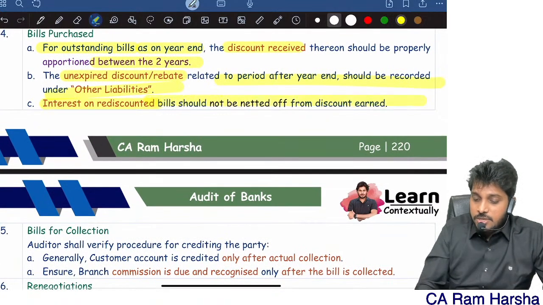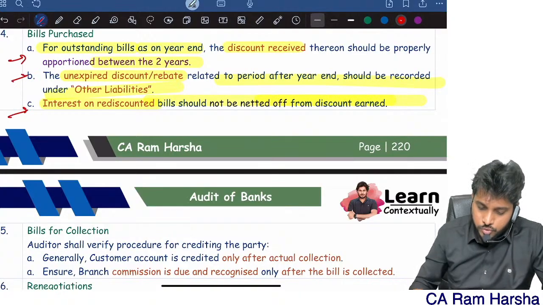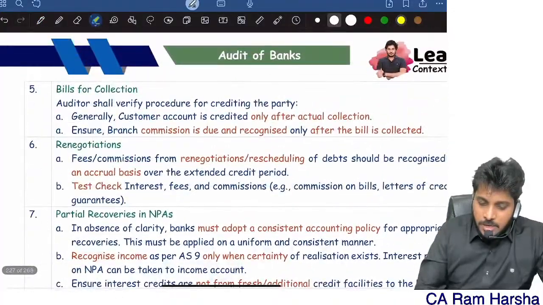Interest on rediscounted bills should not be netted off from the discount earned. These are all important for MCQs. Bills collection. Bills for collection.